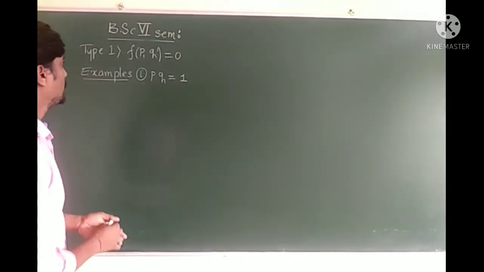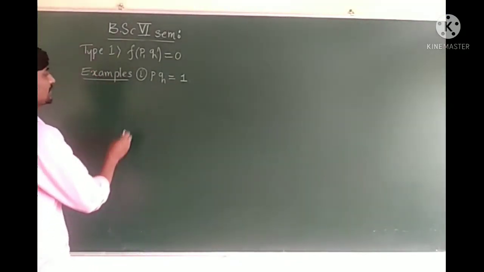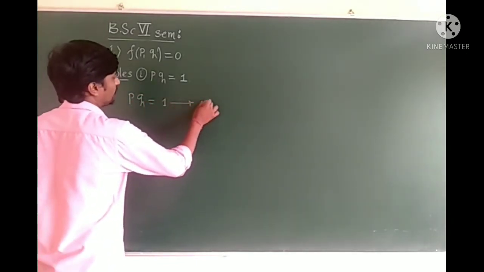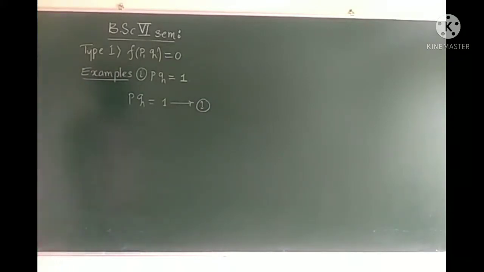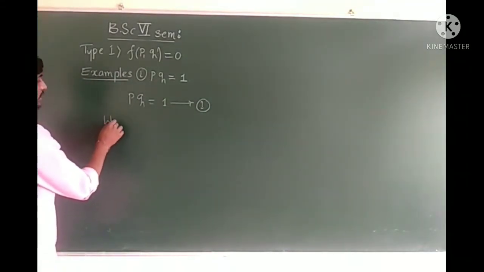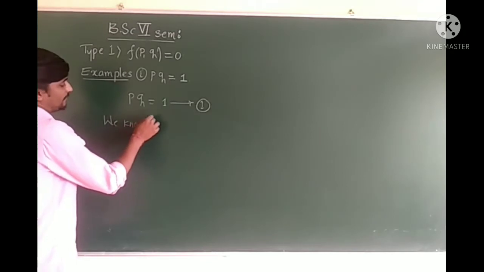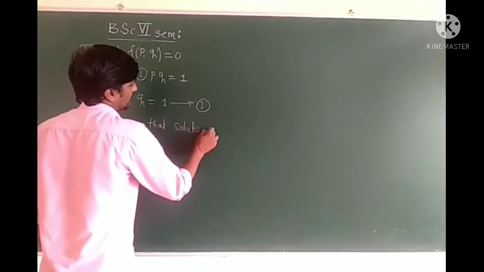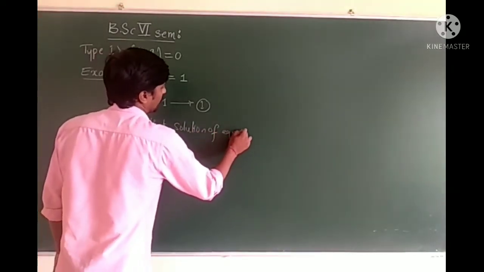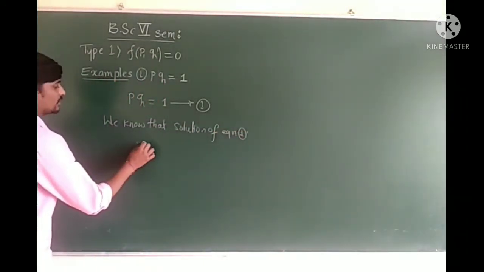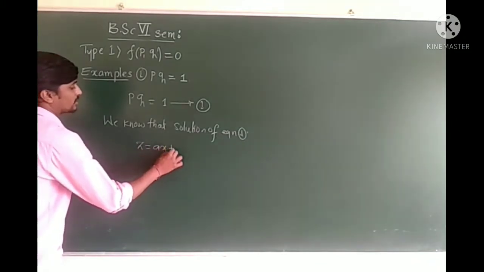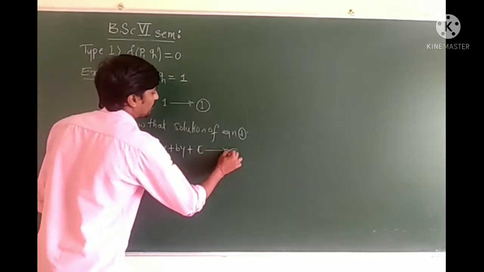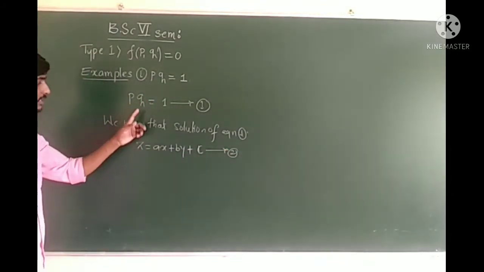So this is our first example. I will consider pq = 1 as equation 1. We know that the solution of equation 1 is z = ax + by + c. This is the solution of this equation.